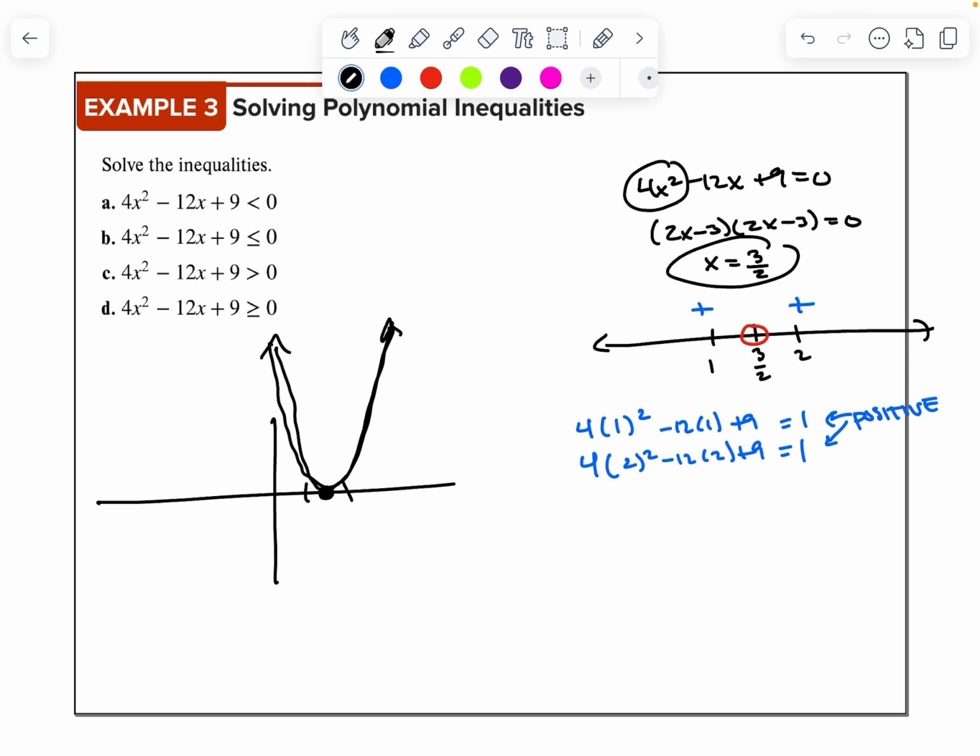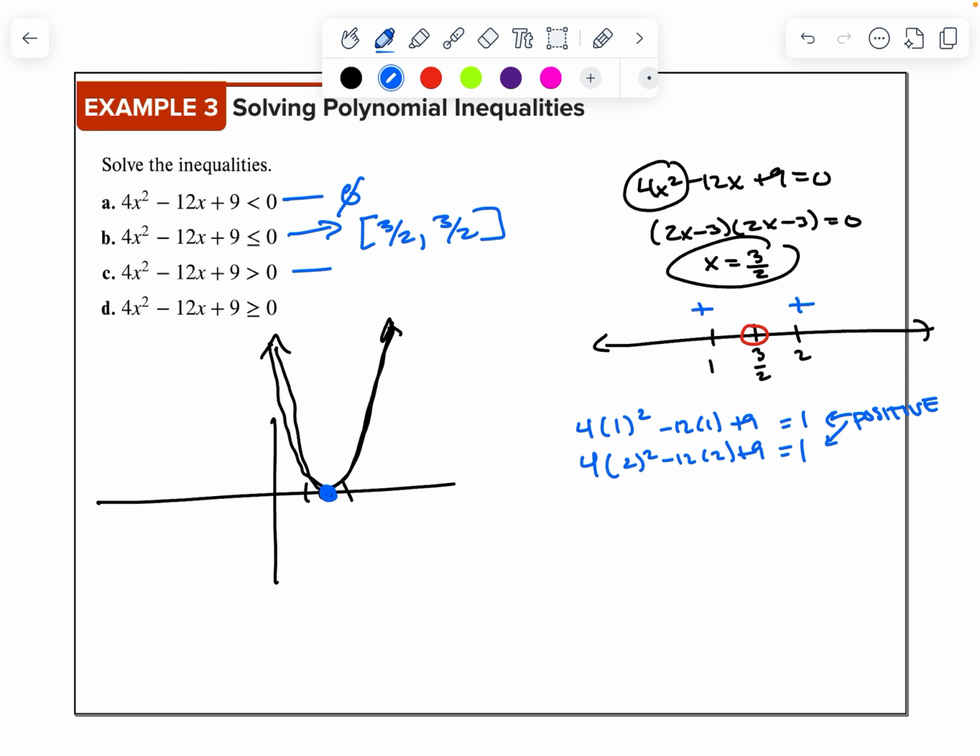And so if I'm asking each of these questions, where is it less than 0? Never. It's never less than 0. Where is it less than or equal to 0? Only at 3 over 2. Right? At that point right there, it's equal to 0.